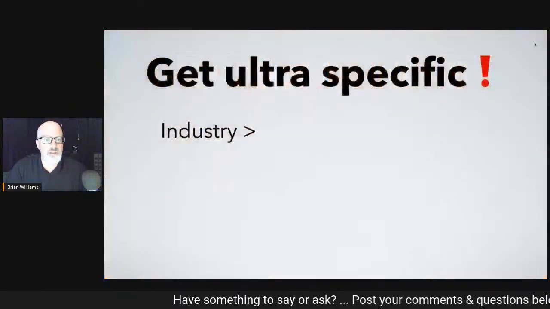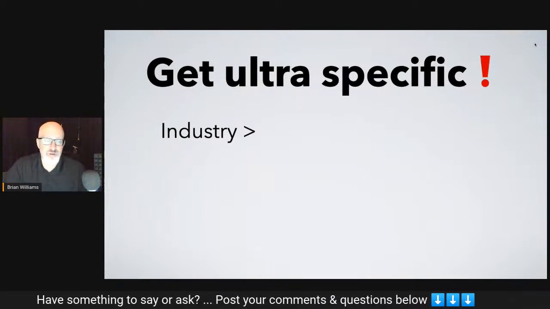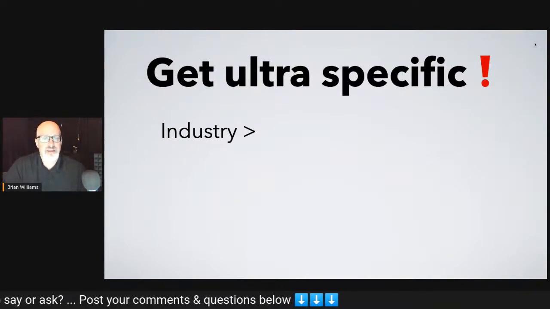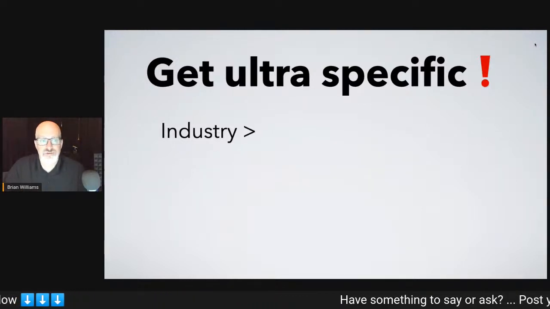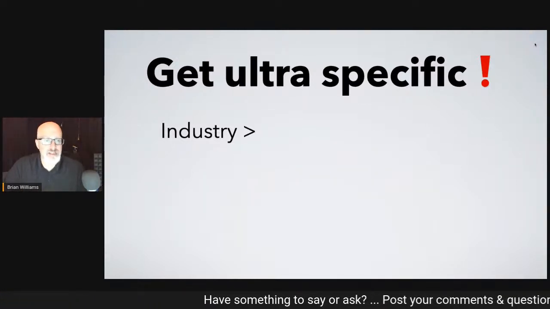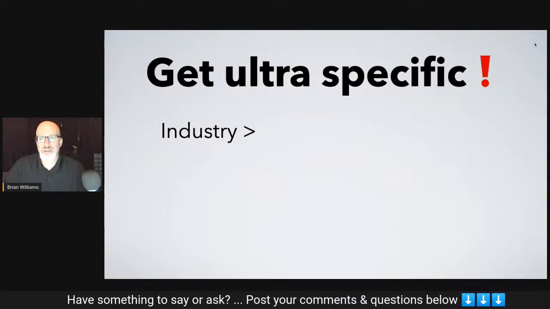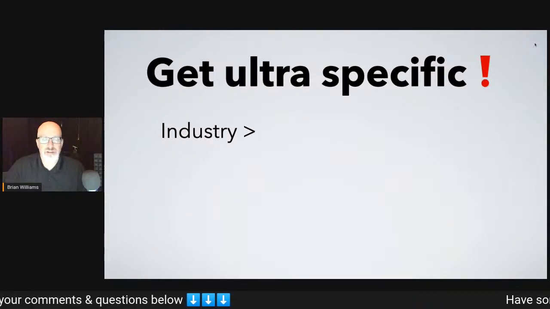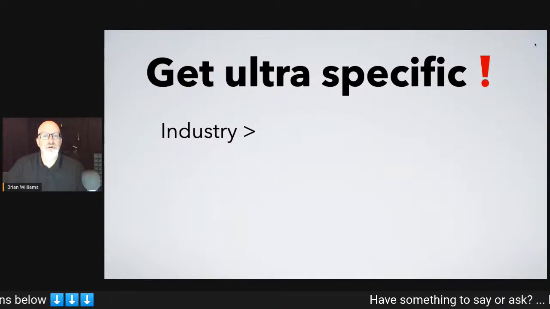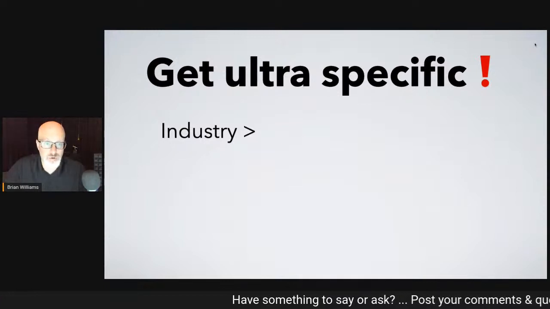So the first part of the formula is to pick an industry. Okay, it's really simple. Just pick an industry that you do business in or that you want to do business in. So industries could be things like automotive and entertainment and travel and food and healthcare and on and on and on. There's lots of different industries that you can pick from. Pick one for this exercise and only one.